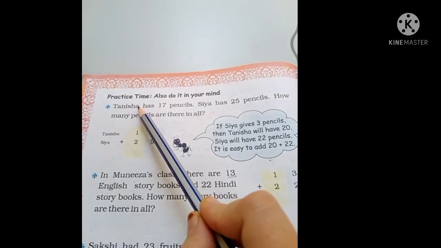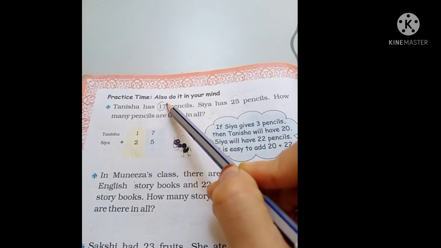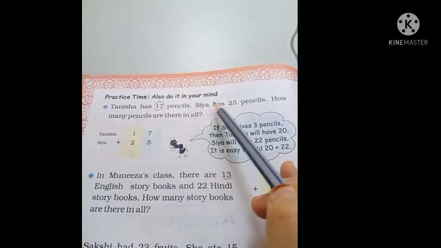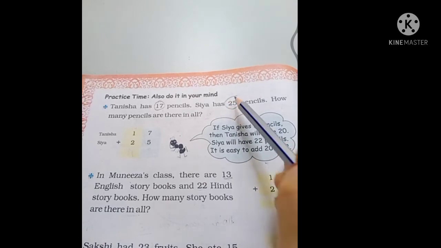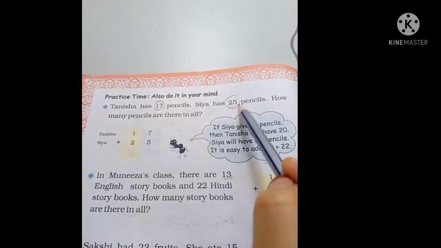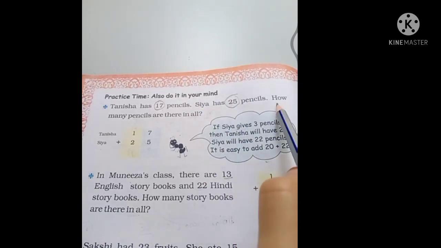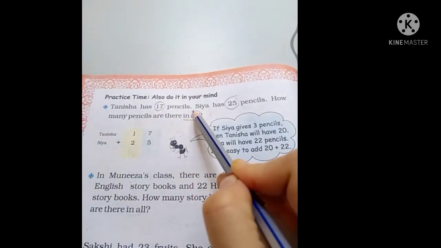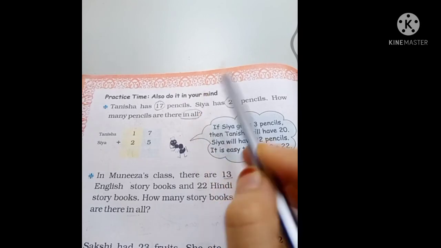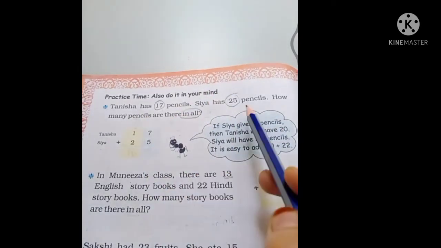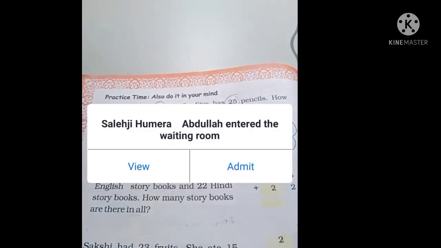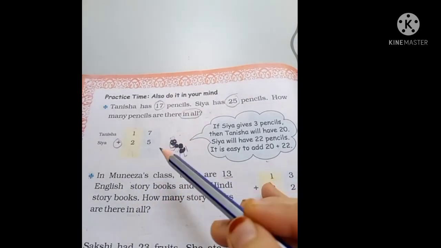So Tanisha has 17 pencil. How many Tanisha has? 17. And Sia has 25 pencil. अब सिया के पास कितनी pencils है? 25. Now, how many pencils are there in all? Here the word students in all means all together. दोनों के पास total मिला के कितनी pencils है? Means we have to do the addition. So क्या करेंगे हम? Addition.